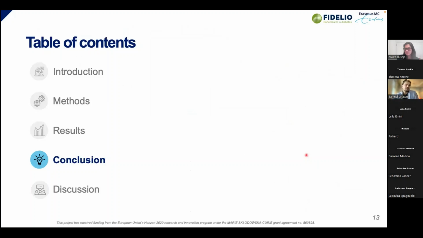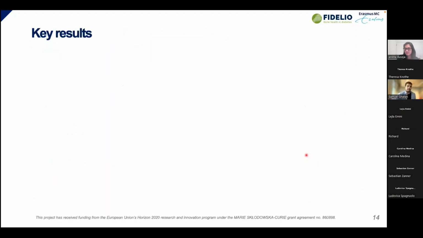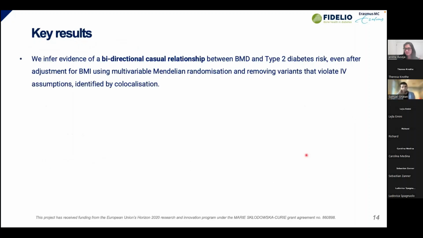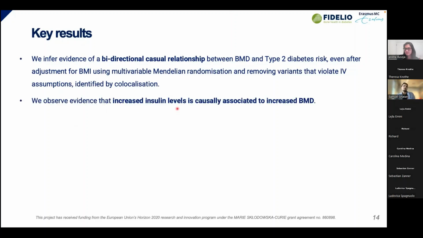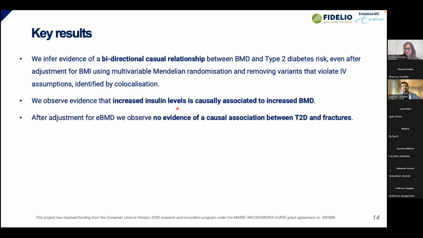So now I'll move on to the conclusions, and like I said, maybe we can have the discussion at the end. So the key results: we observe a bidirectional causal relationship between bone mineral density and type 2 diabetes. And this is even after adjustment for BMI and removing genetic variants that violate instrumental variable assumptions via colocalization. We observe that increased insulin levels are causally associated to increased BMD. After adjustment for bone mineral density, we observe no causal association between type 2 diabetes and fractures.